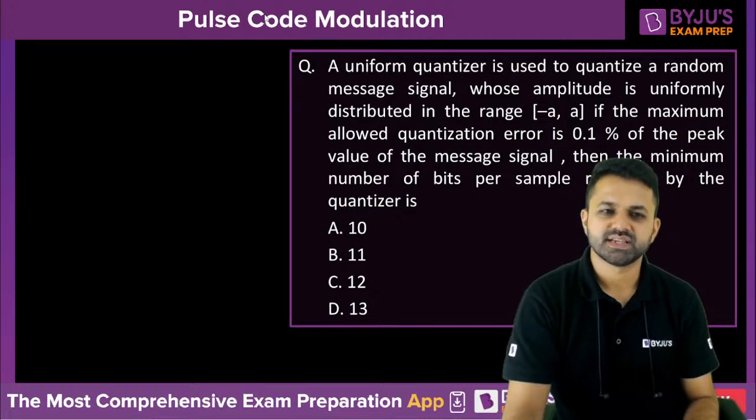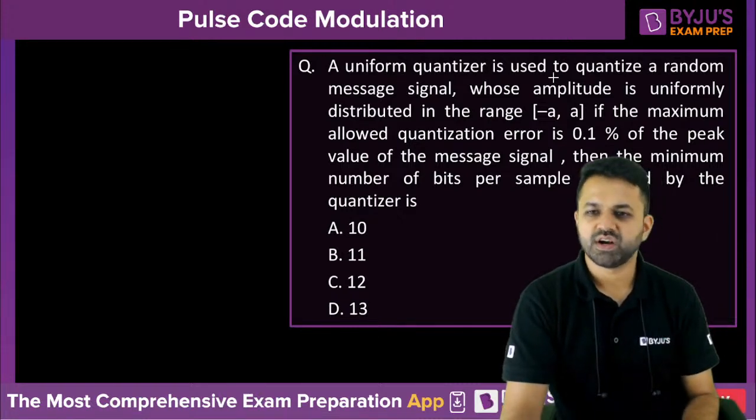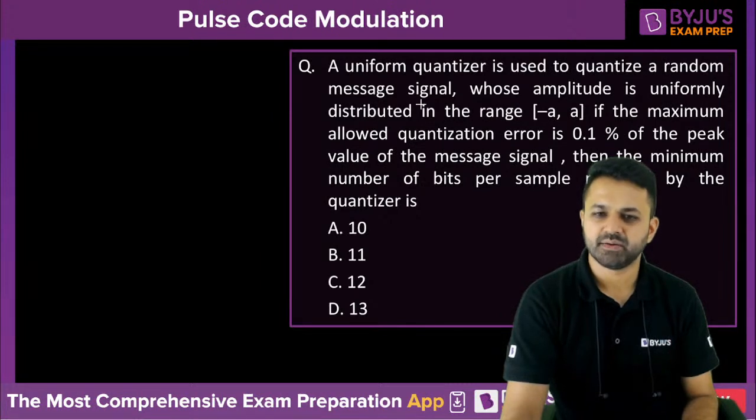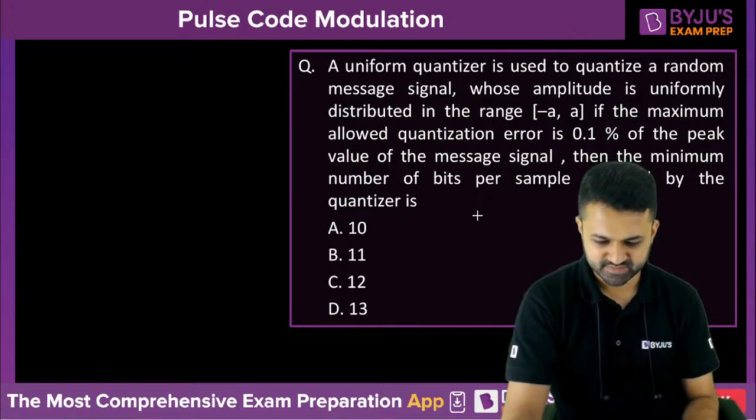In this question it is given that a uniform quantizer is used to quantize a random message signal, whose amplitude is uniformly distributed in the range of -A to A. If the maximum allowed quantization error is 0.1% of the peak value of the message signal, then the minimum number of bits per sample required by the quantizer is?